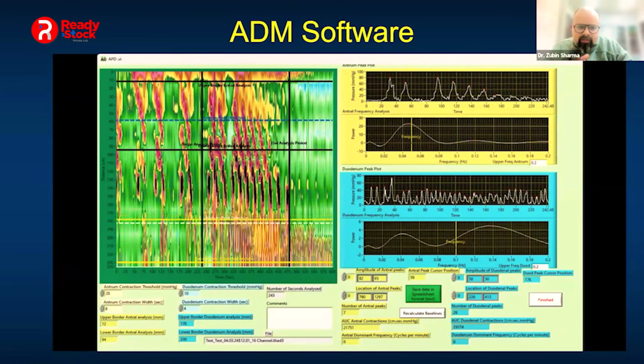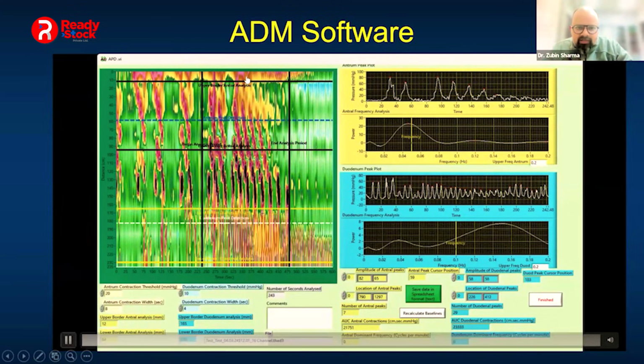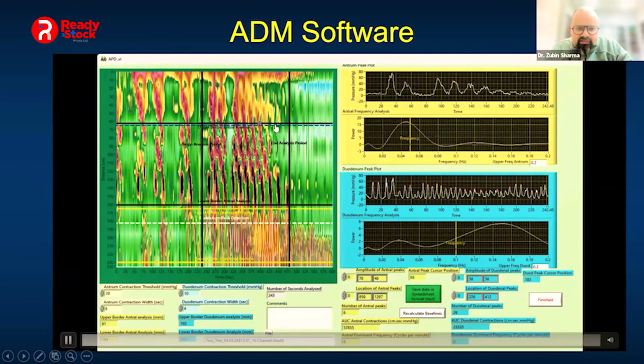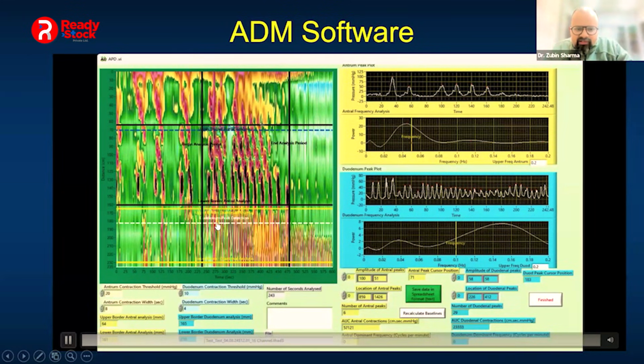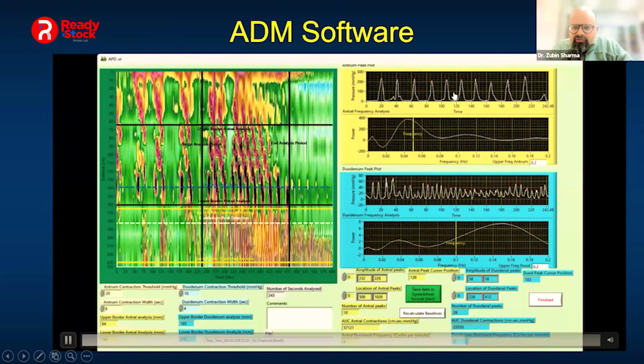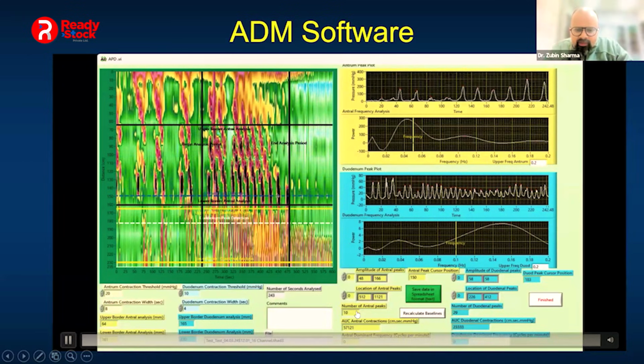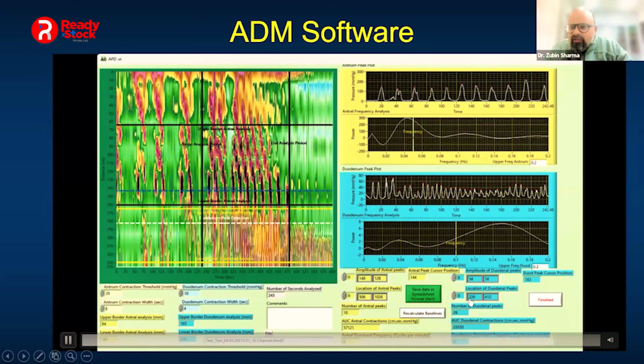Very easy to use. Like for esophagus, you put in the upper antral and the lower antral contraction, and you put in the upper duodenum and the lower duodenal contraction. The blue lines are the peak antral lines, and the white line is the duodenum peak line. Just place it visually, eyeballing it, and then on the right side you will get the frequencies. What is the frequency of the patient, number of contractions in the given timeline, number of antral peaks, and predominant frequency.